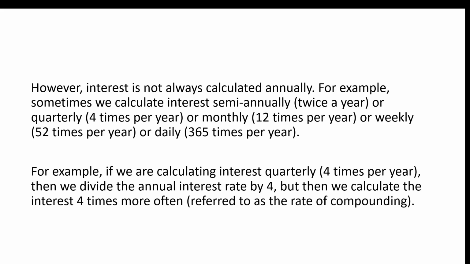So for example, if we were calculating interest quarterly, 4 times per year, then instead of saying that the person is getting 4% once each year, we would say that the person is getting 1% interest 4 times per year. At first glance, it sounds about the same. It's a little bit different. If we're calculating interest quarterly, we divide the annual interest rate by 4, but then we calculate the interest 4 times more often. This is referred to as the rate of compounding.